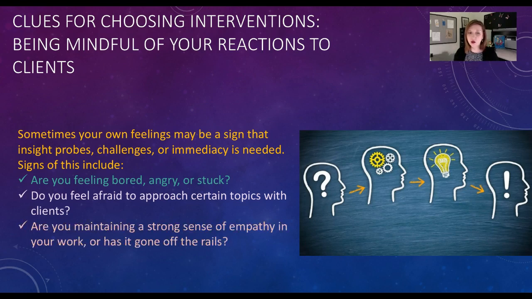And also, you might want to ask yourself, if you're feeling funky, what have you done? Are you maintaining a strong sense of empathy in your work, or has it gone off the rails? Sometimes insight work isn't about what the client needs, but it's actually your own insight. So if things feel off or funky in any way, see if it's about the client, see if it's about you, but attend to it, because you guys need to move forward together, right?